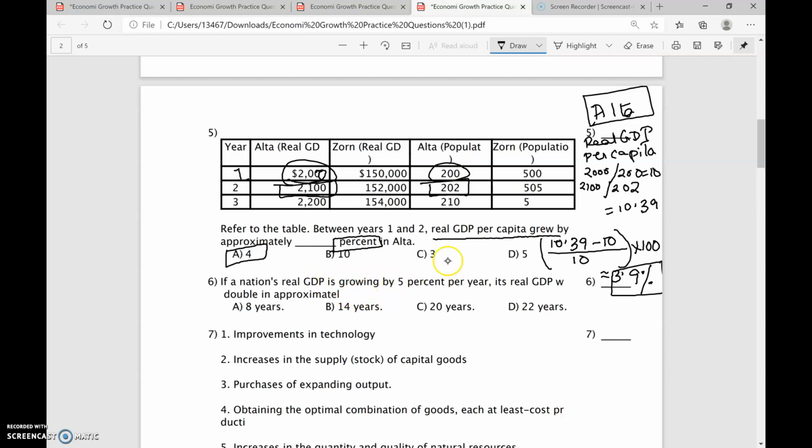Question number 6. I need the rule of 70. It's telling me the real GDP grows by 5% per year, and in how many years is it going to double in value? So the formula is 70 over the percentage growth rate, which is 5, and the answer will be 14 years. So just divide 70 over 5.